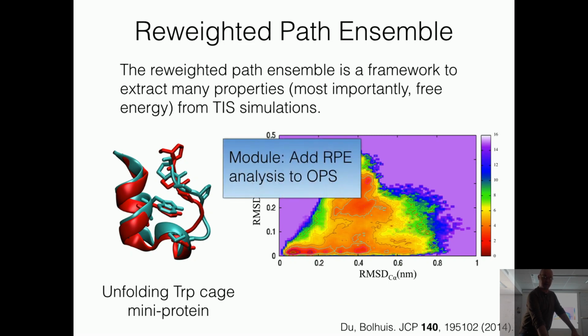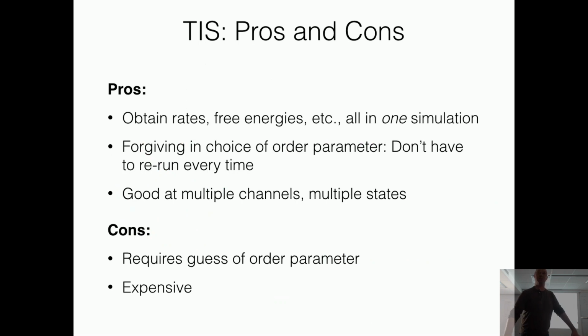This also is something that I've suggested as a possible module that someone might want to do, is to add the reweighted path ensemble, because it's one of the only things in here that we don't already have in OPS. Pros and cons of TIS.